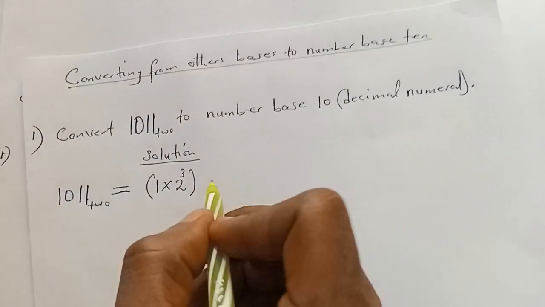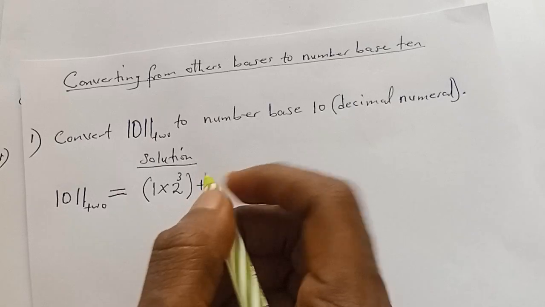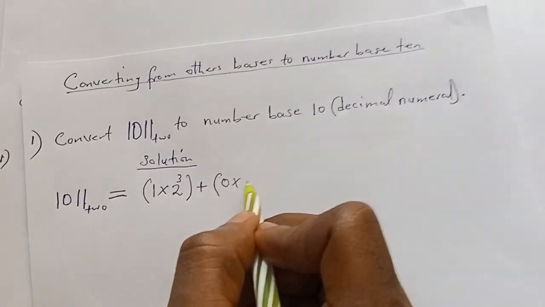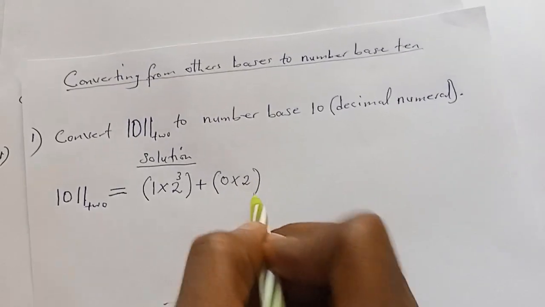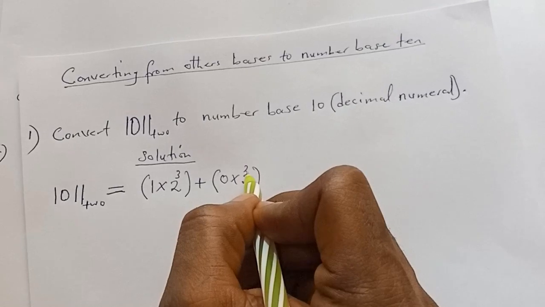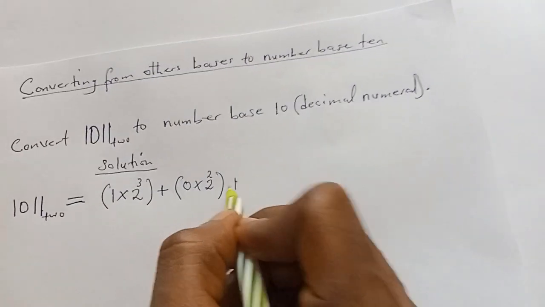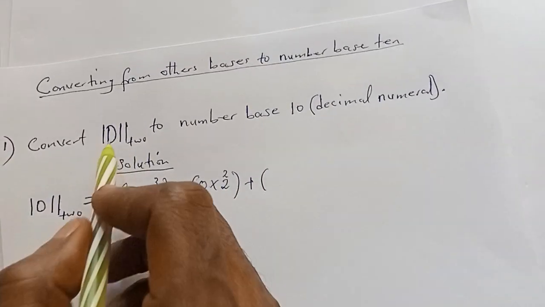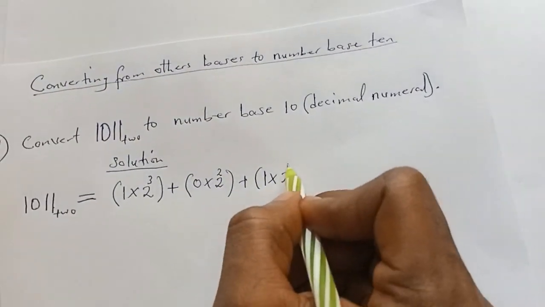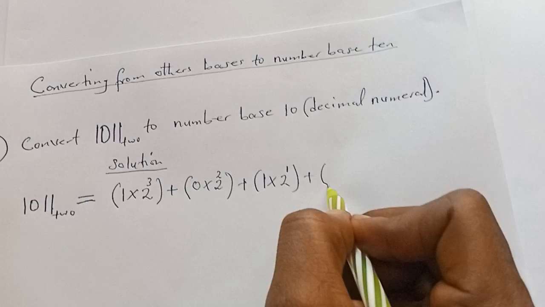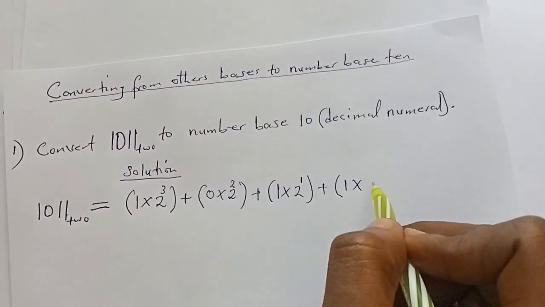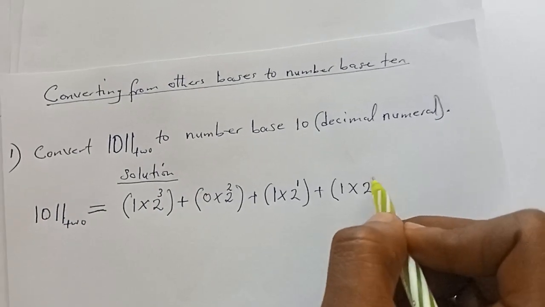It's the first step. We say plus. The next step is we take 0 and multiply by the base, which is 2. Since we had 3, it's decreasing by 1, so the power is 2. Now plus, from 0 we come to 1, 1 times 2, with the power decreasing to 1. Plus. Now the last one is 1, which is 1 times 2, with the power decreased to 0.